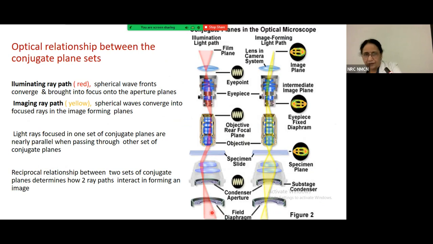If you see here, the red one shows the illuminating ray path. You will see that spherical wavefronts converge at points like here, here, here, and so on in the aperture planes, at the fixed points here. And in this image ray path, which is shown in yellow, the spherical wave converges into focus in the image forming planes. So the light rays which are focused in one set of conjugate planes are nearly parallel when passing through the other set of conjugate planes. So the reciprocal relationship between these two sets of conjugate planes determines how the two ray paths interact and form an image. This is also important when we talk about Kohler illumination.